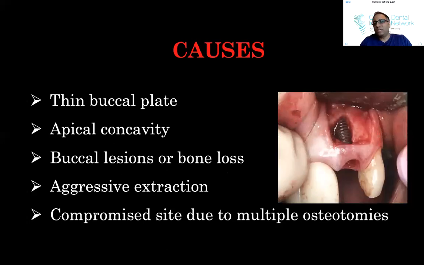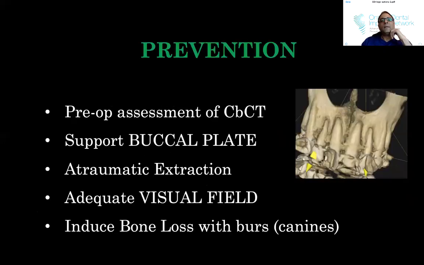So here's an apical lesion, and actually in this case, the buccal plate was compromised as well. We had no buccal plate there, so I had to regenerate that. So how do we prevent that? An adequate pre-op assessment of the CT. Look at this case. I mean, you can literally see the roots. It looks like there's no bone. So I'm preparing myself that the buccal plate isn't going to be there, and as a result, my flap design would reflect that, okay?